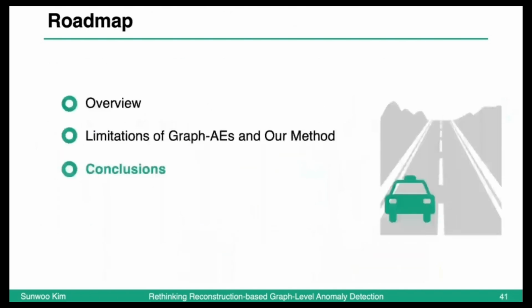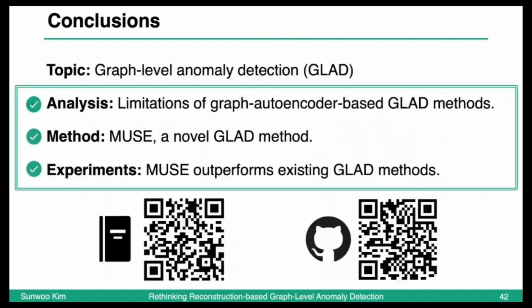We finally present our conclusions. In this work, we study graph-level anomaly detection. We first provide limitations of the existing graph autoencoder-based GLAD methods and propose a new method, MUSE, which overcomes these limitations. Lastly, we demonstrate the superiority of our method through extensive experiments.